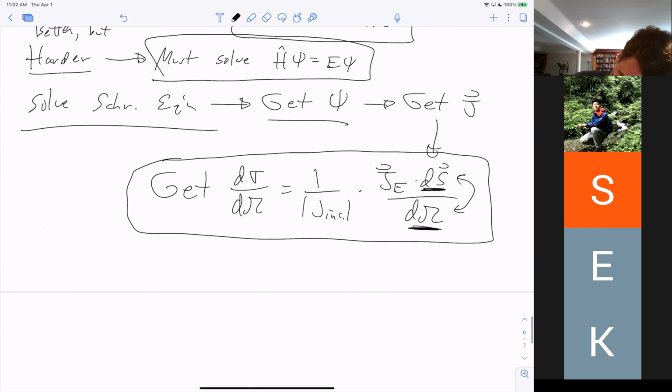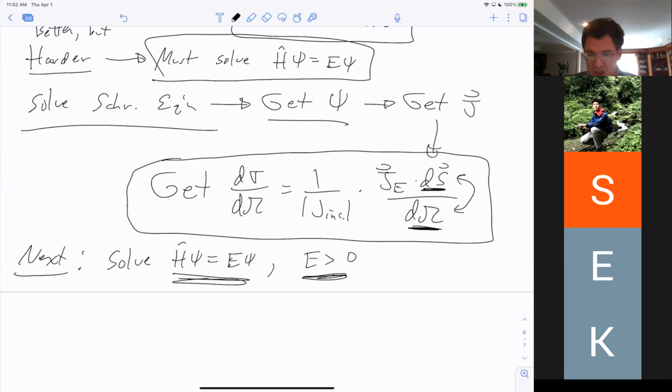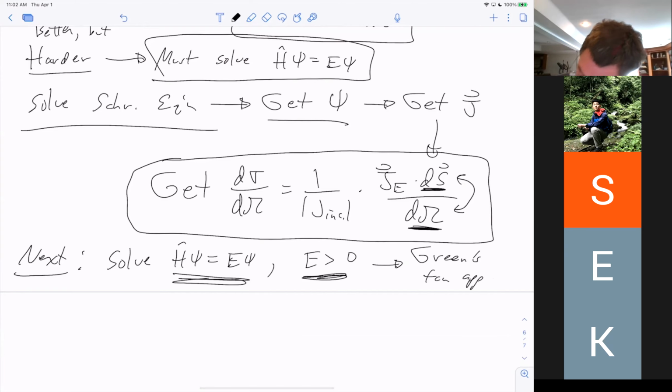And so next we're going to solve the Schrodinger equation to get the wave function to get J. But we're going to solve it for E greater than 0. So we're solving the Schrodinger equation in a regime where you don't have as much experience, the positive energy regime. And to solve the Schrodinger equation, what we're going to do next time is use the Green's function approach. And that's the whole point. The Green's function approach is just a way to solve the Schrodinger equation. Okay, that's it.